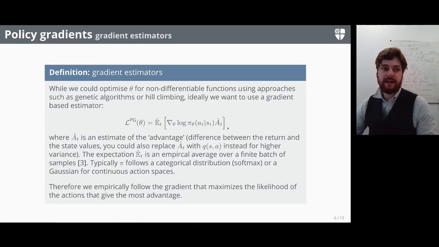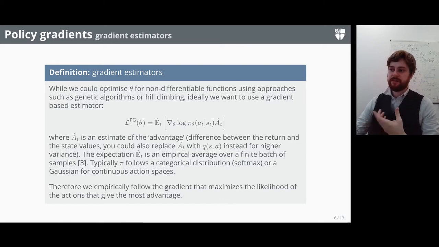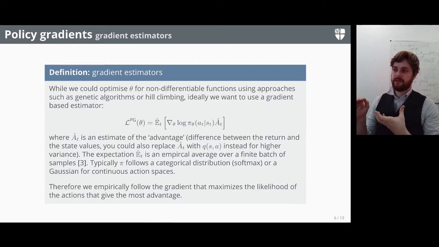And this A hat here is called the advantage function. It's a more general form of the action value function with some nice characteristics. The advantage, by its definition, is simply the difference between the return values and the actual values. So it's basically the same as the action value function, but instead of telling us the value, it tells us the advantage to be gained. Because of that expectation, you can calculate it just by subtracting the value function from Q.